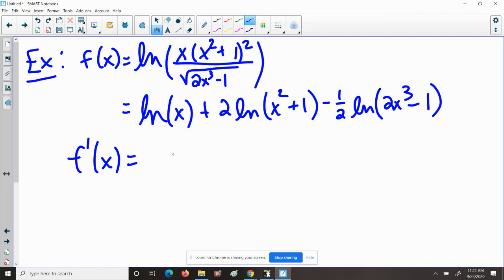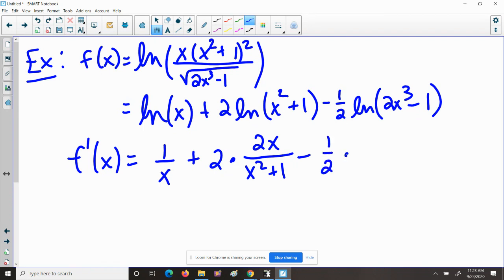Derivative of natural log of x, 1 over x. We wrote that rule down. Plus 2 times, because 2 is a constant, the derivative of natural log of x squared plus 1. Remember, it's u prime over u. So I'm just going to put the u on the bottom, x squared plus 1. u prime, the derivative of x squared plus 1, would be 2x.